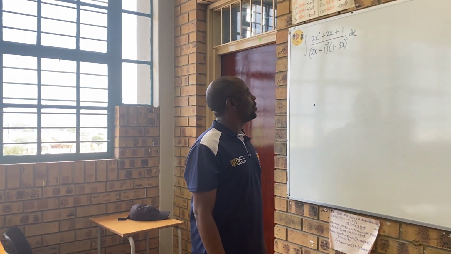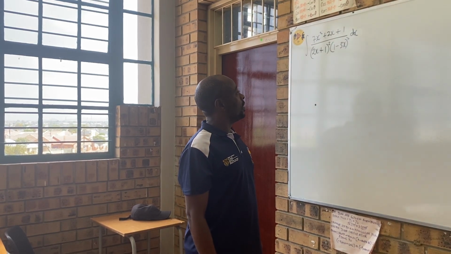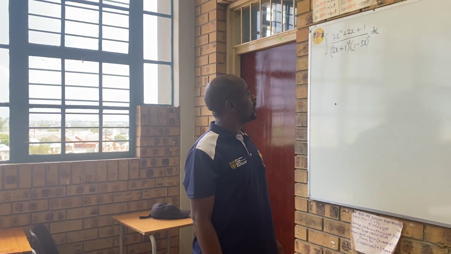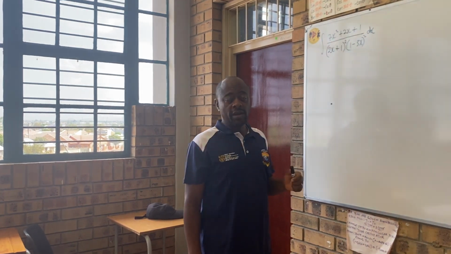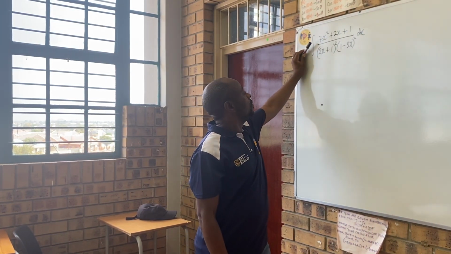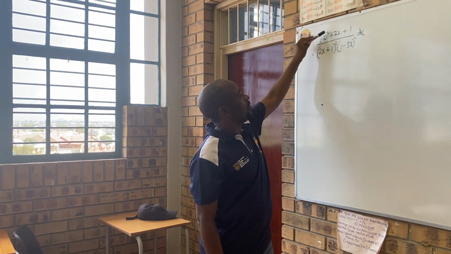Let's see how to do integration by partial fractions here. So when we come to partial fractions for N6, all you need to do is first verify whether this problem needs long division. I do that by comparing the degree of the numerator to the denominator.